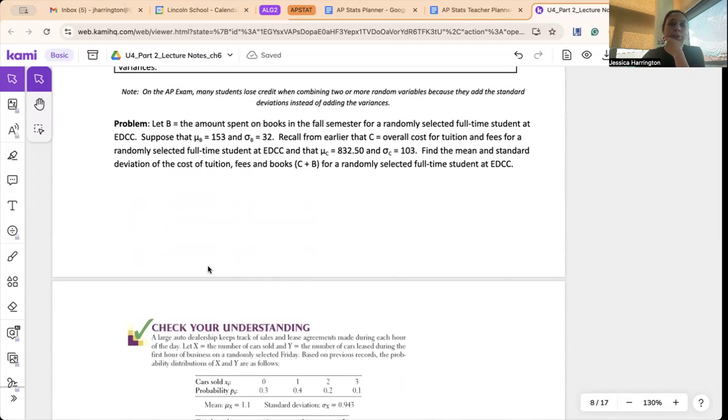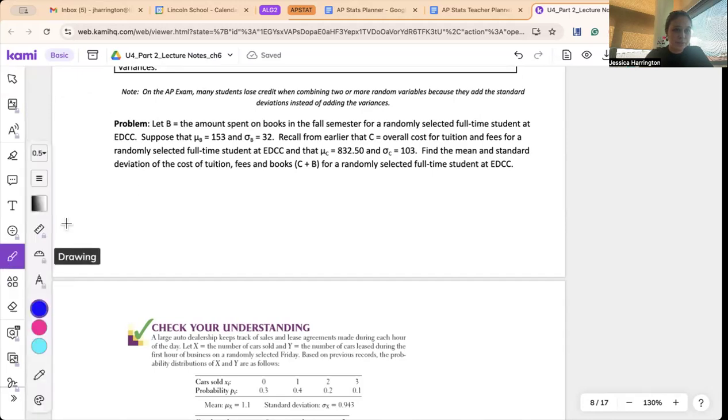Let B equal the amount spent on books in the fall semester for a randomly selected full-time student at this community college. So the mu of B is 153 and the standard deviation is 32. And then back in the first video, we said C is the overall cost of tuition and fees for a randomly selected student, and this was the mean and the sigma of that. So now it says find the mean and standard deviation of the cost of tuition plus books. So C plus B for a randomly selected full-time student.